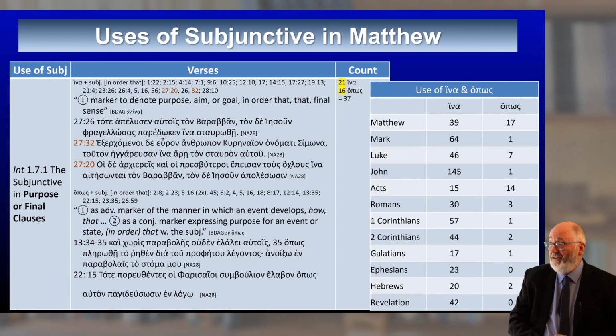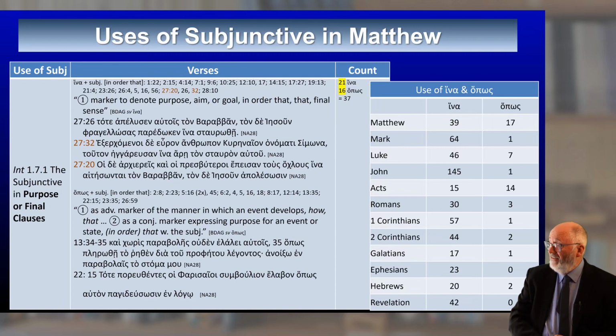Mark, on the other hand, uses hina 64 times and hopos only once. And remember, Mark is quite a deal shorter than Matthew. Luke, 46 hinas and 7 hopos. Mind you, Luke also wrote Acts, and you'll see in Acts it's kind of evenly balanced: 15 hinas and 14 hopos. John, wow, John has hopos plus subjunctive exactly once and 145 hina plus subjunctives.